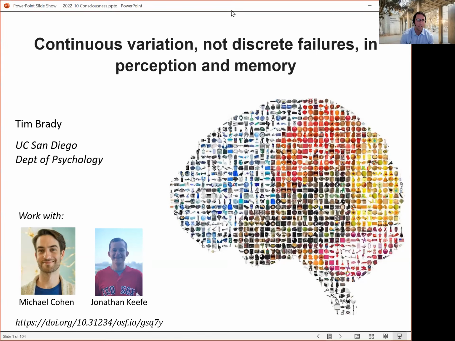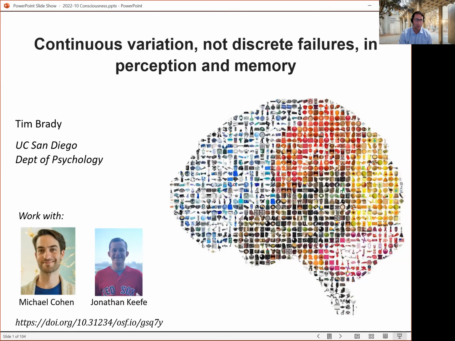Cool. Yeah, so I will talk mostly about this preprint we posted with Michael Cohen and Jonathan Keefe. If you study consciousness, you probably know of Michael. I recruited him to help me with this because I know nothing about that for the most part, so you'll see as we go that I have some kind of expertise on this, but it's not really about the sort of consciousness questions.